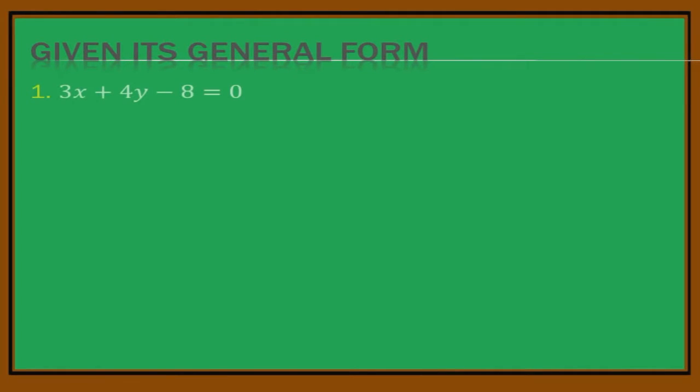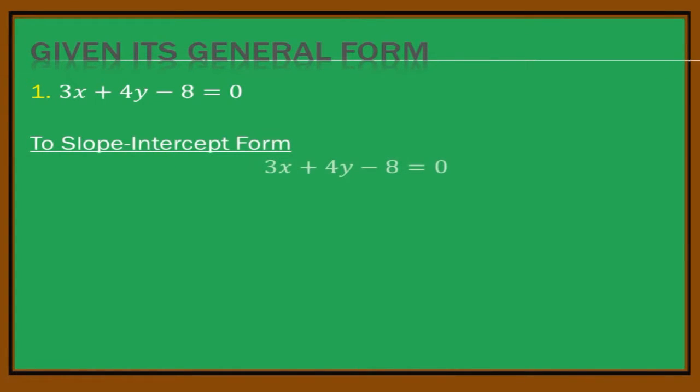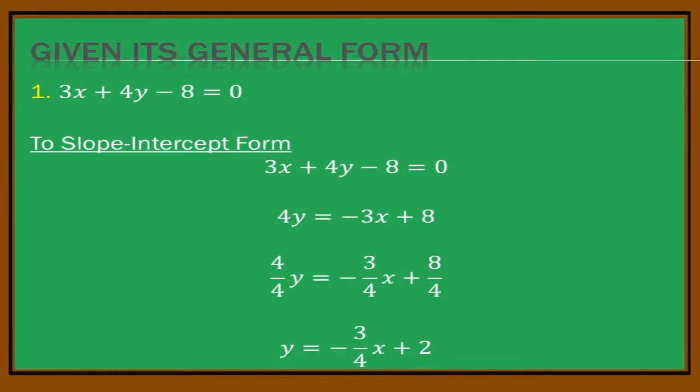To write 3x plus 4y minus 8 equals 0 into its slope-intercept form, we apply addition property of equality. Doing so, we will have 4y equals negative 3x plus 8. Since y has a numerical coefficient 4, we will multiply both sides of the equation by 1/4. Applying that, we will obtain y is equal to negative 3/4 x plus 2, and that is the slope-intercept form of the equation of the line.